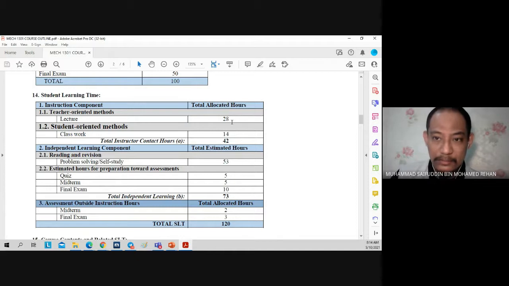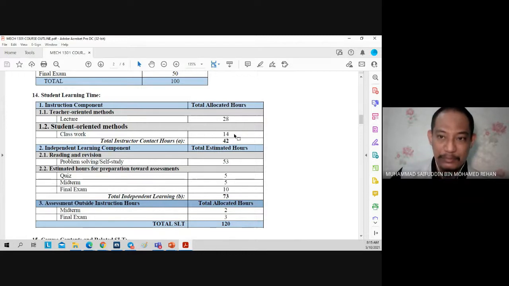Now, here you have 28 hours of lecture plus 14 hours of, here it says classwork or perhaps tutorial. Right? Now, if you see your schedule, you will notice that basically your schedule consists of like 2 plus 1 hours per week, right? 2 plus 1 per week.